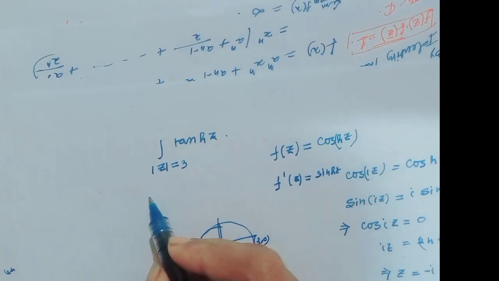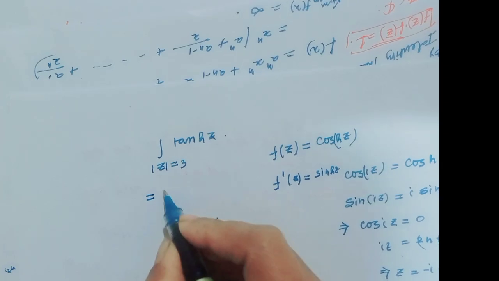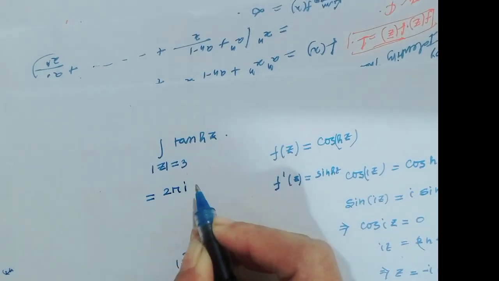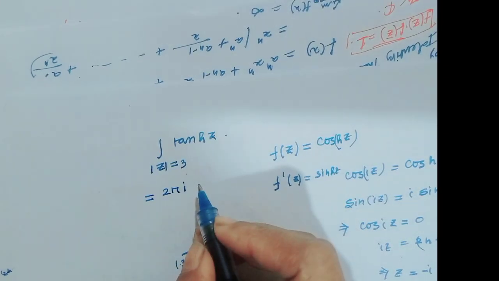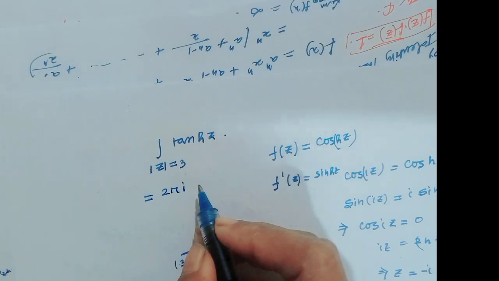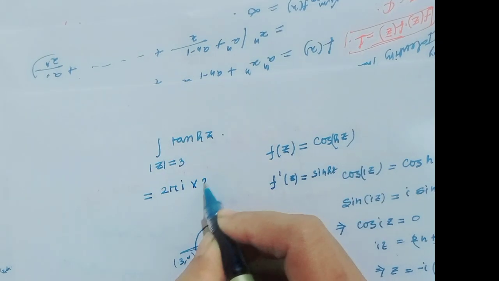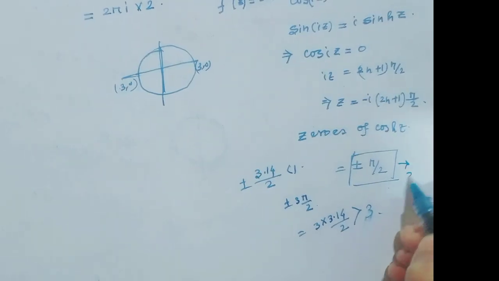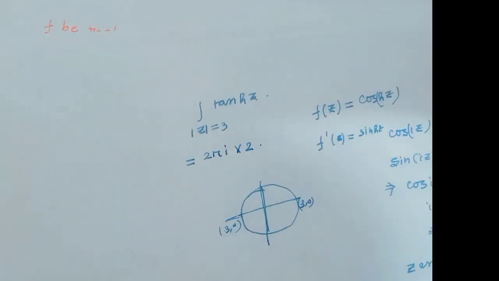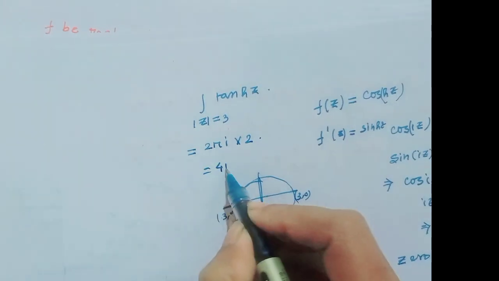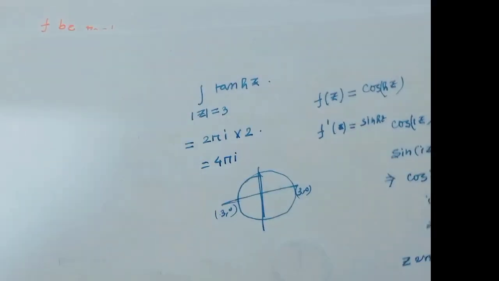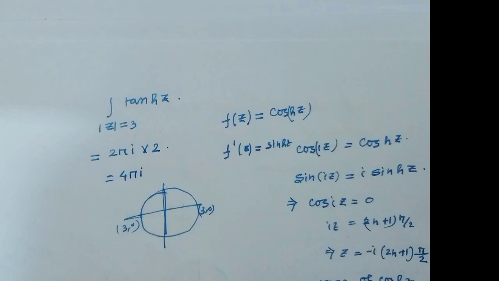So this value would be 2πi into 2, because the number of zeros is plus minus π by 2, that means the number of zeros is 2. So this value is 4πi. I hope all my viewers have understood this type of question easily.